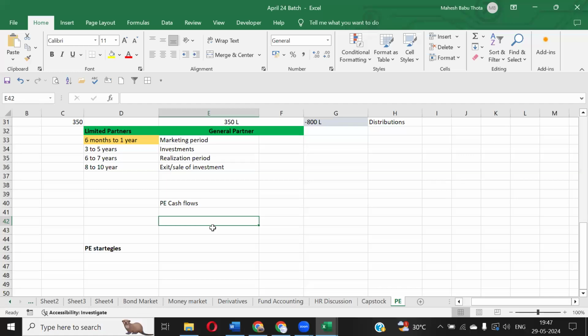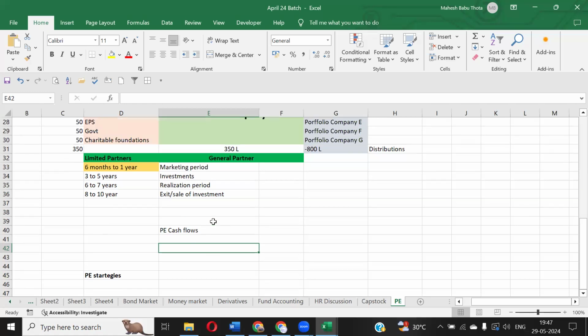Yes, tell me. J curve. So what is the J curve? It indicates the cash flow of private equity, sir. Okay. So basically the cash flow cycle of a private equity fund will be indicated in a J curve.